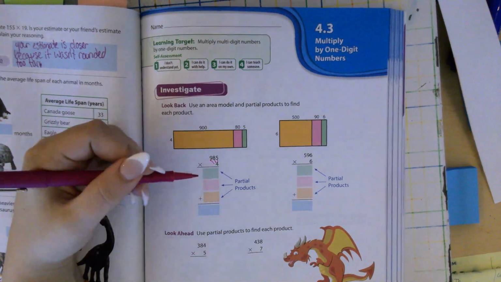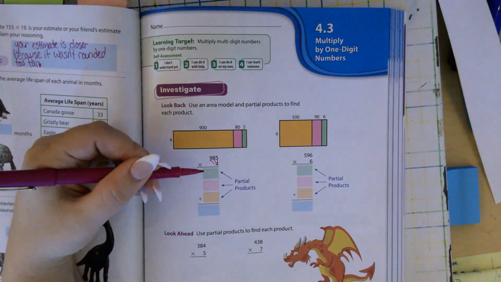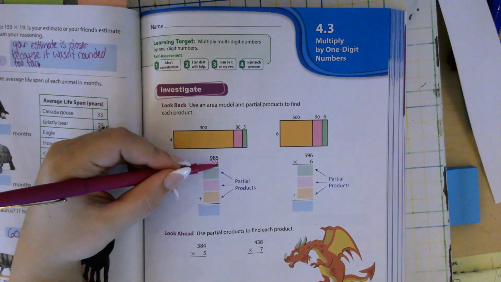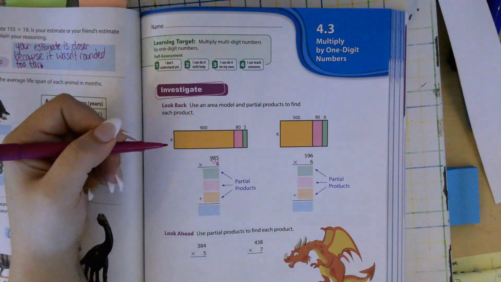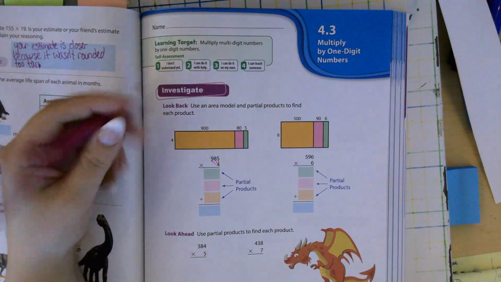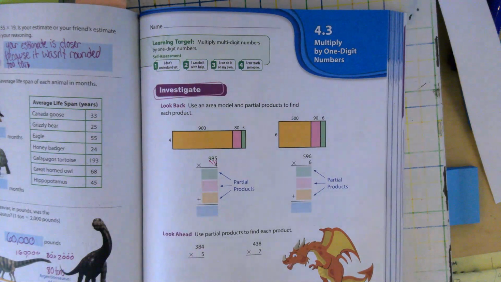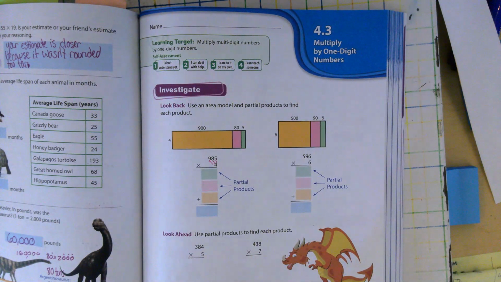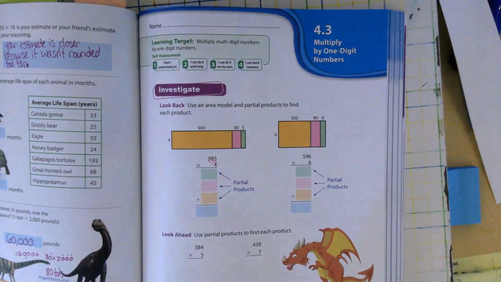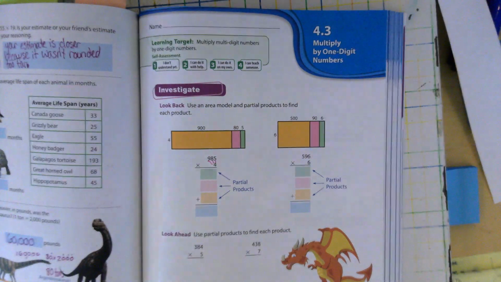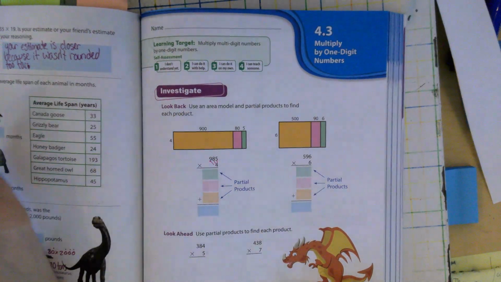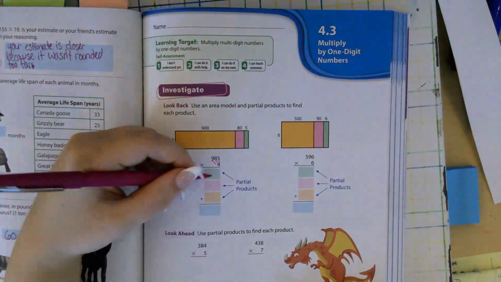So whenever you're multiplying in standard form, by one digit, we're going to acknowledge each neighbor. So see how 985 is actually 900 plus 80 plus 5? If you can multiply each one individually by 4 and then add them, which is what we're doing. So 5 times 4 is what? 20.